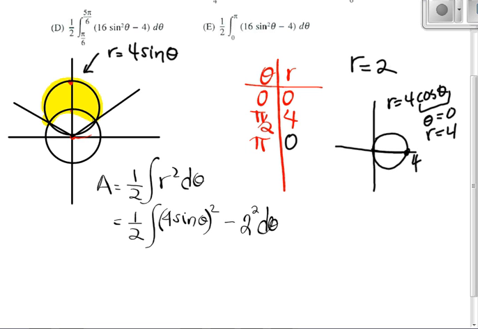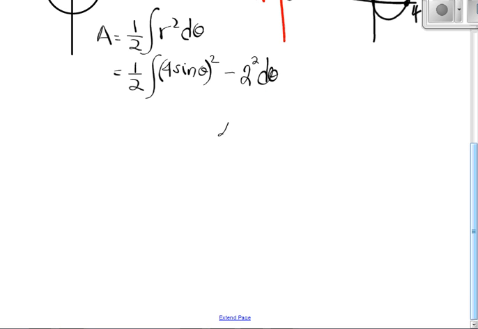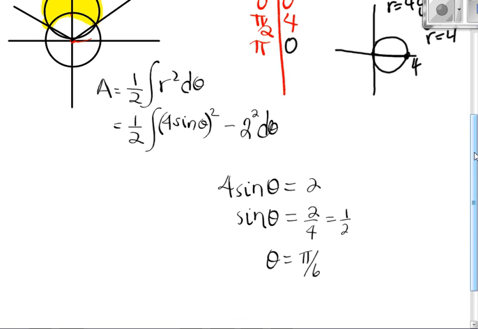And then we have to integrate from this angle. Well, that's where these are equal. So you have to know a little trick, and you probably can make a good guess based on the answers. This is equal to 2, so the sine of theta is equal to 2/4, or 1/2. So what's theta? Pi over 6. And you can see by the symmetry, this is pi over 6.